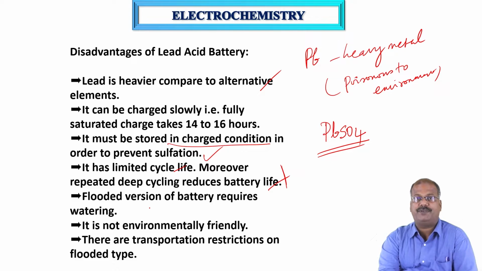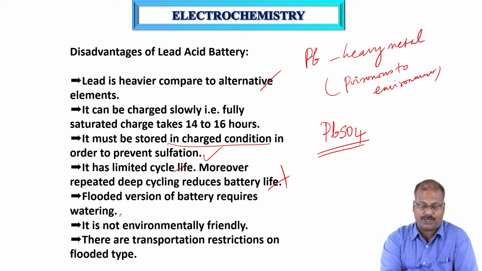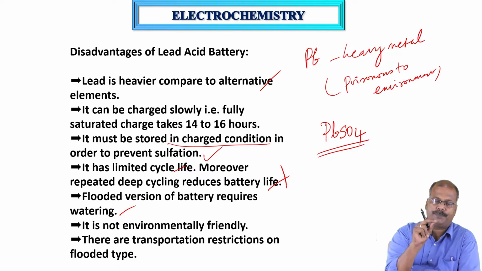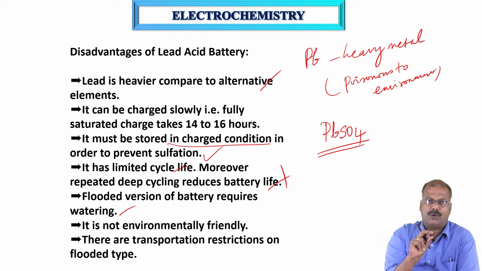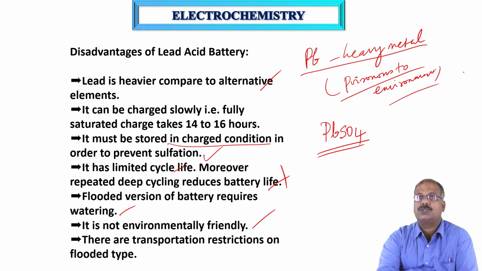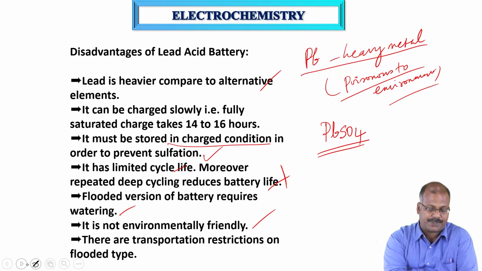And the flooded version of the battery, which we call the vented type, requires watering. Periodically, after some use, you have to add distilled water; there will be a place where you can add distilled water to increase the electrolyte level. Environmentally friendly, we have already told, it's a heavy metal, poisonous to the environment. And there are transportation restrictions in the flooded type, because it's a liquid type battery. So there is some restriction for safe transportation due to safety.